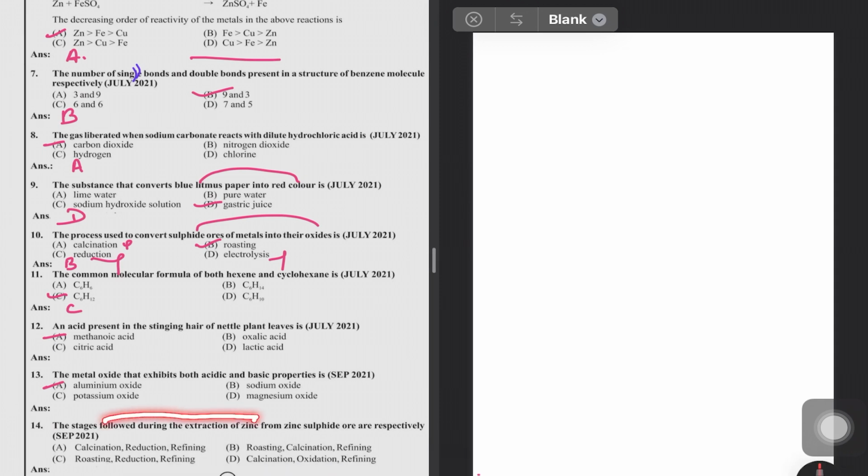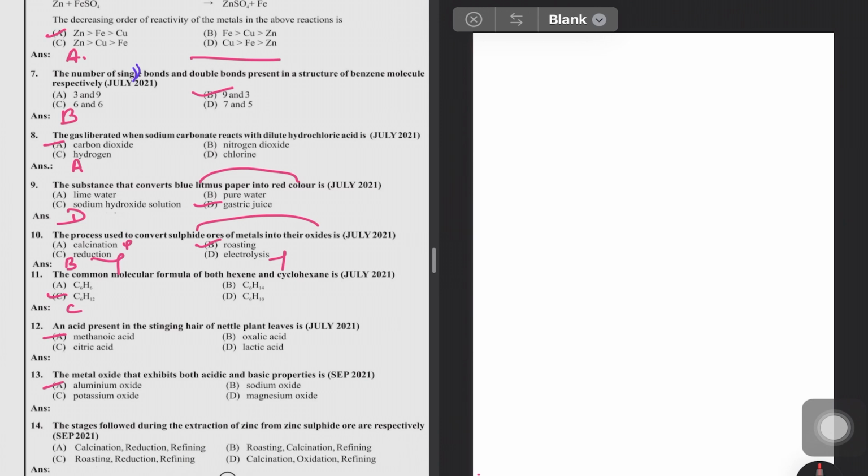The stages followed during extraction of zinc from zinc sulfide ore are, respectively. As discussed earlier, the process in which sulfide ores are converted to oxides is called roasting. Hence, our option should have roasting in it. So we will be deleting A and also D. Our answer should be either B or C.